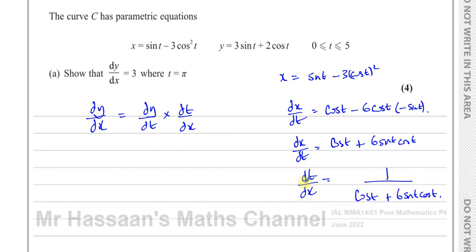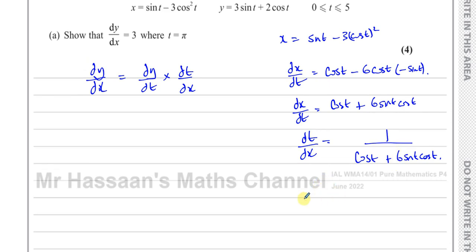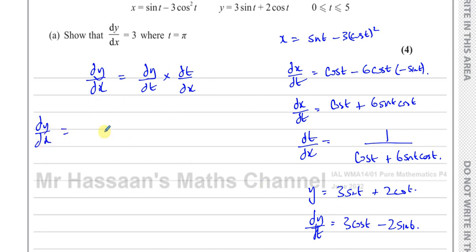Okay, and we know that y is equal to 3 sine t plus 2 cosine t. So dy dt is not so difficult. That's going to be 3 cosine t, differentiating cosine to give you minus sine t, that's minus 2 sine t. So we can now say dy dx is dy dt, which is this, 3 cosine t minus 2 sine t, divided by, because it's multiplied by 1 over this, cosine t plus 6 sine t cosine t.